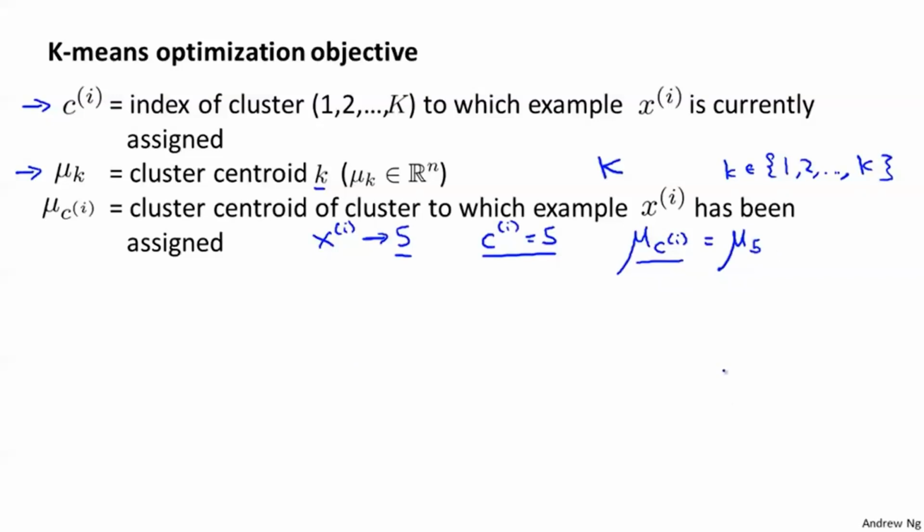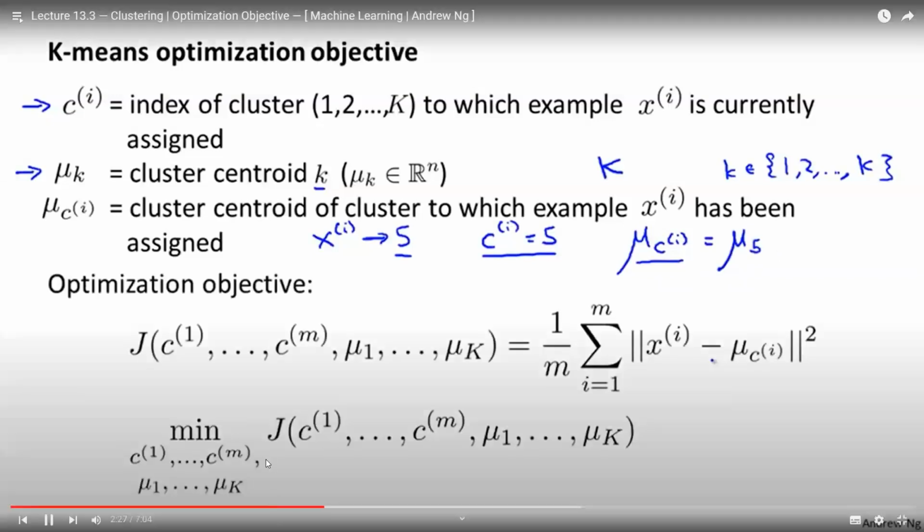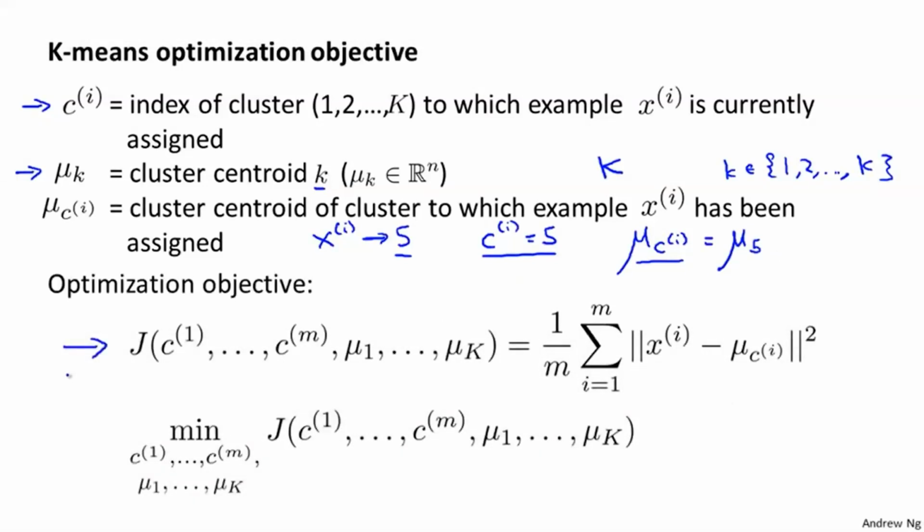Armed with this notation, we're now ready to write out what is the optimization objective of the k-means clustering algorithm. And here it is. The cost function that k-means is minimizing is a function J of all of these parameters, c1 through cm and mu1 through mu K, that k-means is varying as the algorithm runs. And the optimization objective shown on the right is the average, or 1 over m, of the sum from i equals 1 through m of this term here that I've just drawn the red box around, of the squared distance between each example xi and the location of the cluster centroid to which xi has been assigned.